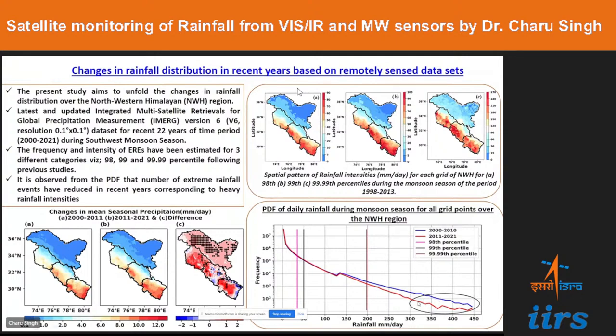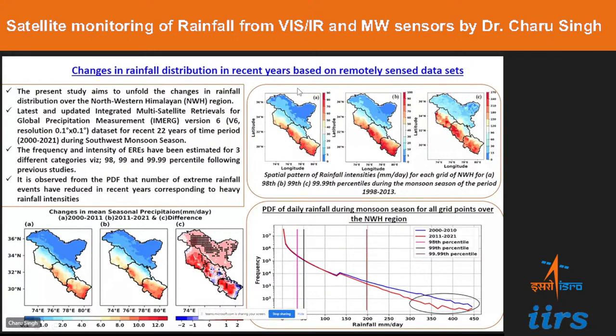This red curve is for the recent 10 years. If we compare the number of events corresponding to these 2 curves on the y-axis, you would find that for a particular intensity of rainfall, suppose 350 millimeter per day, the number of events for the recent 10 years is less than the number of events in the previous 10 years. So that's how the rainfall pattern is changing.